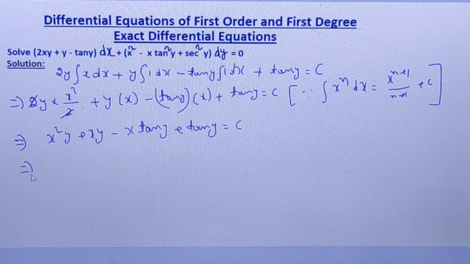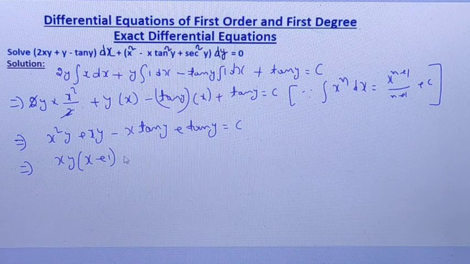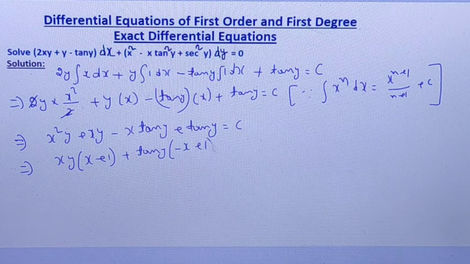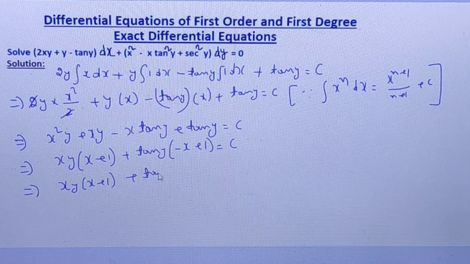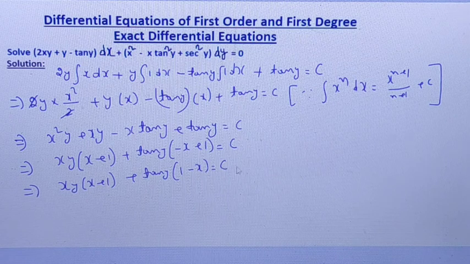So from the first two terms we can take xy common. What remains here is x plus 1, and from the others we take tan y common: tan y times (1 - x). So this implies xy(x + 1) + tan y (1 - x) = c. This is the general solution of the given differential equation 1.